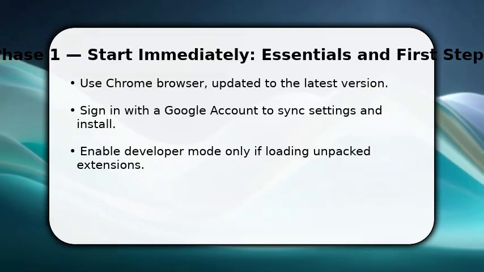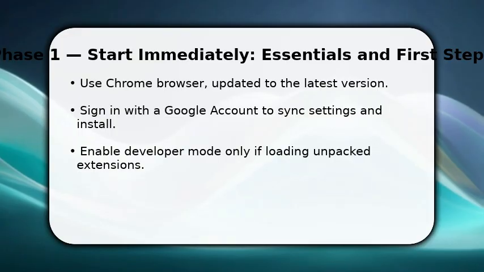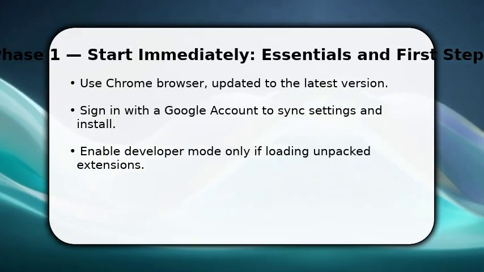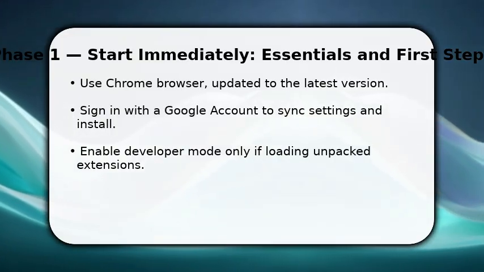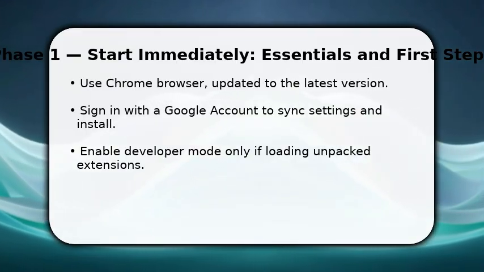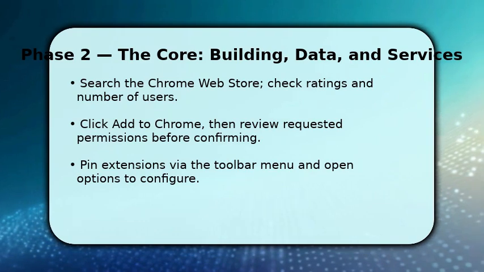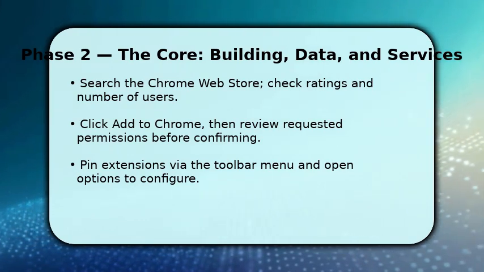For typical installs, go straight to the Chrome Web Store search bar and type the extension name. This gets you into the marketplace quickly. You avoid extra steps and maintain safety by staying in the official store rather than sideloading. You find the extension listing and study the rating, reviews, and user count to judge reliability.